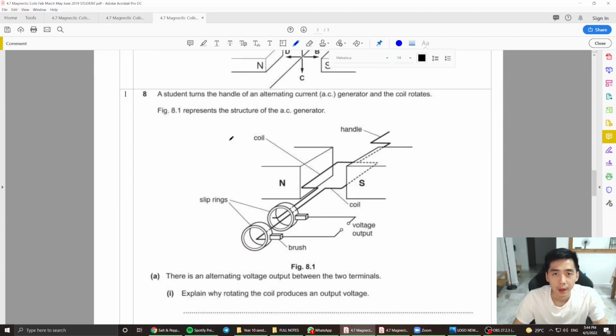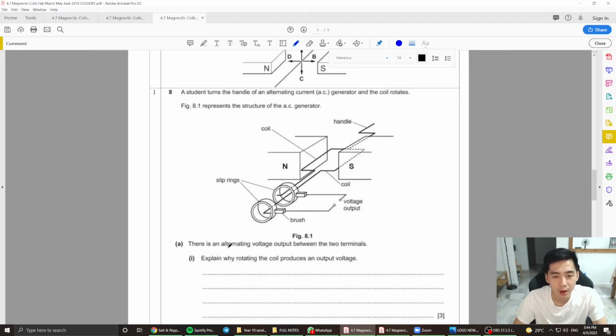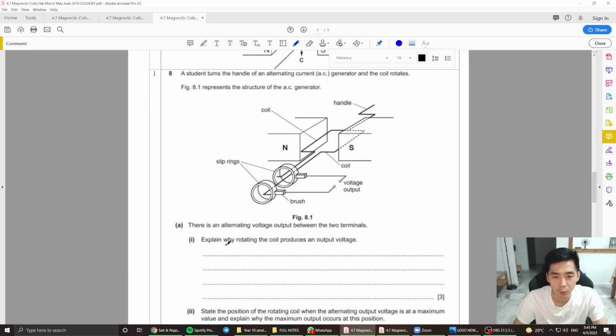Alright. And moving on to the paper 4 question, a student turns the handle of an alternating generator and the coil rotates. Figure 8.1 represents the structure of the AC generator here. There is an alternating voltage output between the two terminals. Explain why rotating the coil produces an output voltage. Now this here is basically talking about electromagnetic induction, which states that the coil cutting through this magnetic field will generate its own EMF and ultimately induce current flowing in this coil here.